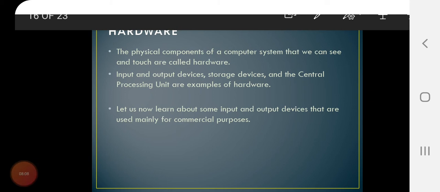Suppose if I touch mouse, so this is a physical component and I can touch it. This is called hardware. Monitor, you can touch monitor. This is also called hardware, right? Okay, there are different types of hardwares. Input and output devices, storage devices, and the central processing units are examples of hardware.